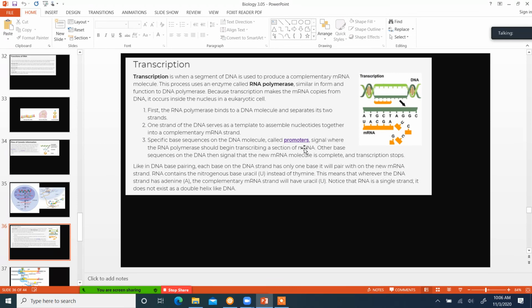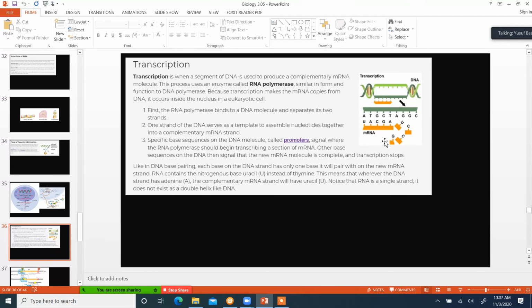So where should this copying begin? There are certain places called promoters in the DNA. There are specific places in the DNA that have a specific code that the RNA polymerase recognizes. It says, hey, I should start over here. So it starts at these places called promoters and starts making the mRNA right there. Any questions about this so far? Do you guys get the general idea?